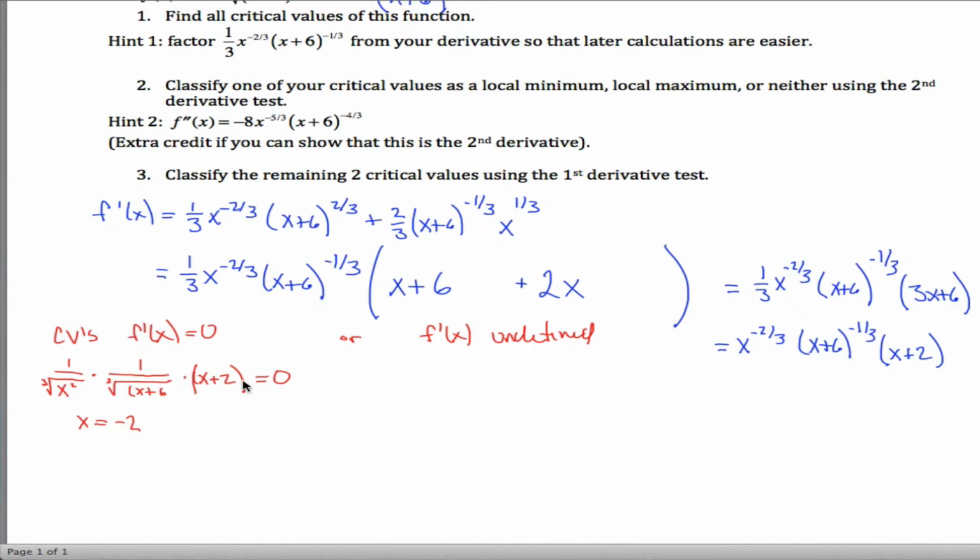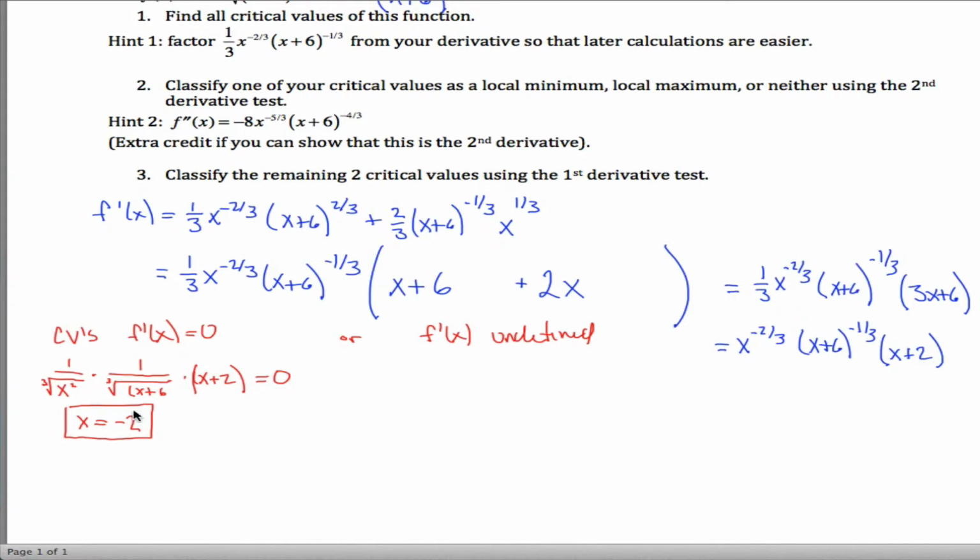Where did that come from? Well, if this thing is 0, the whole thing's 0. When is this thing 0? X plus 2 equals 0. Subtract 2 from both sides, you get x equals -2. What I just found is a critical value. One of them. It turns out there's 3 of them.